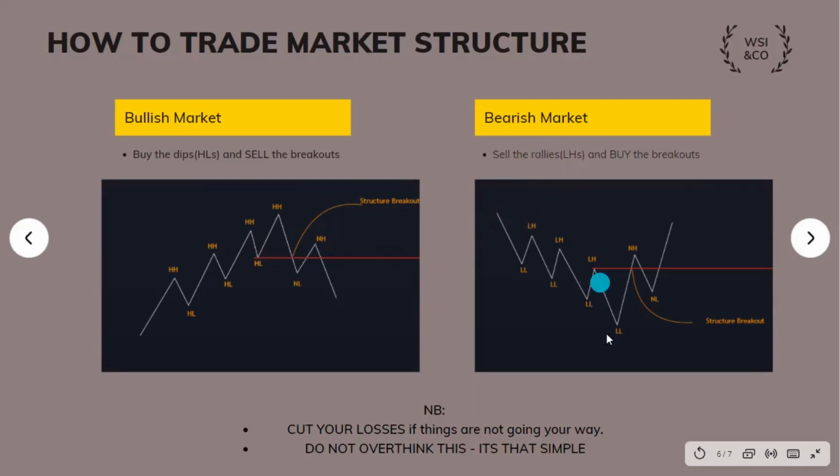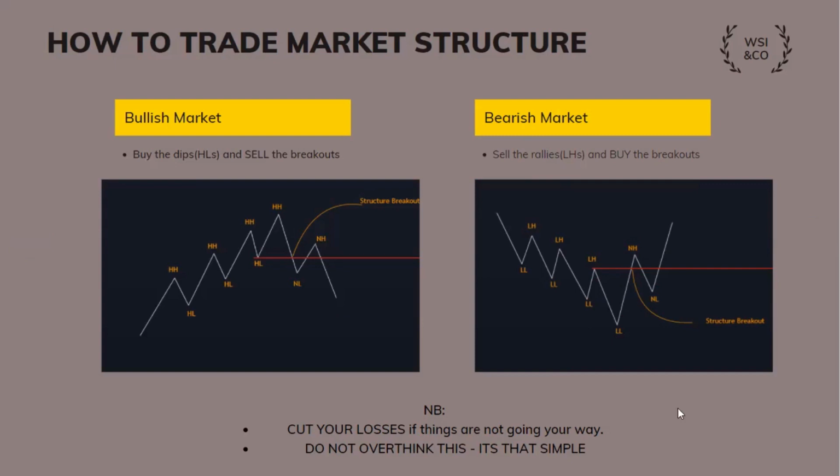Now, when we break this natural structure, which is right here, and make a new structure high, we then wait for a new structure low, which most of the time will be in form of the chart patterns or be in line with the previous supply or demand. So on. Now, when you go on your chart, whether you're forward testing or back testing, and you realize that things don't go your way, do not overthink this, guys. You just cut your losses.